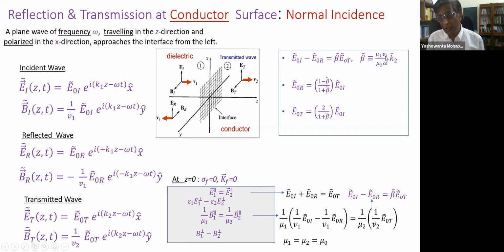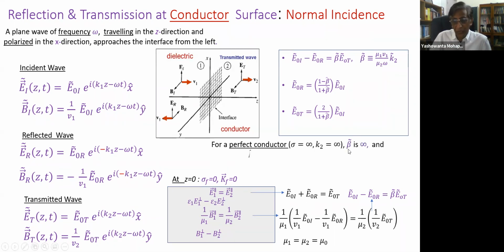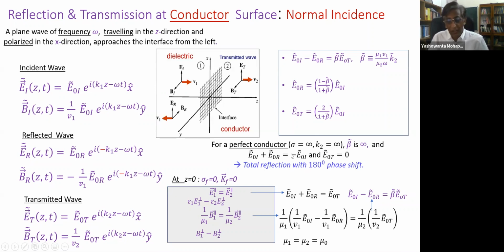So this is mu1, and this is EOR equals 1 minus beta over 1 plus beta times EO2, exactly similar. Now if I take a perfect conductor, if sigma is infinity and K2 is infinity, then of course beta is infinity, and EOI plus EOR is simply minus EOI, and there is nothing transmitted, which means everything is reflected. Total reflection, and since this is minus, there's a 180-degree phase shift.